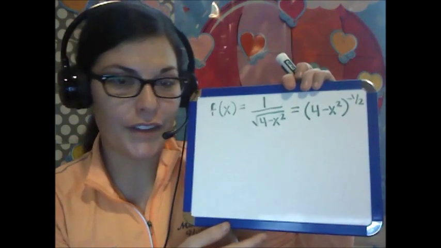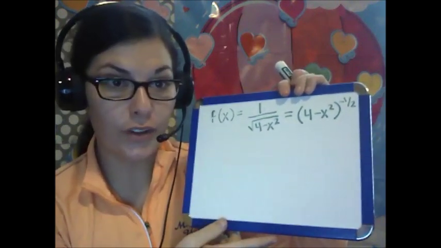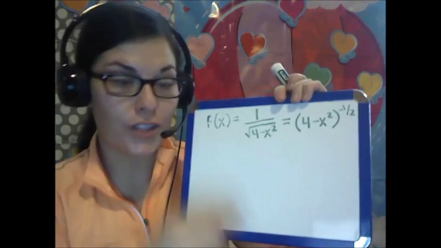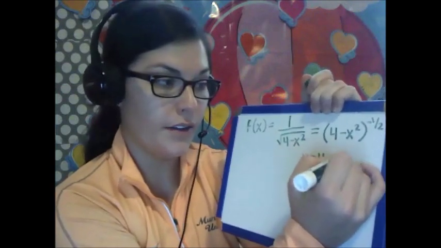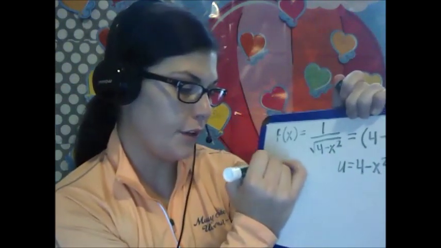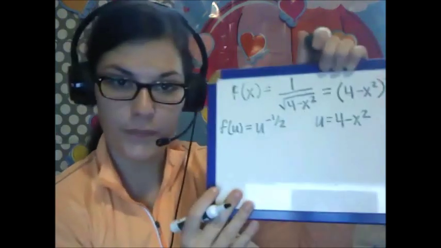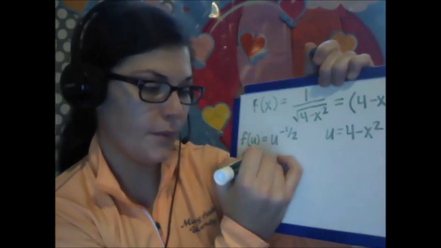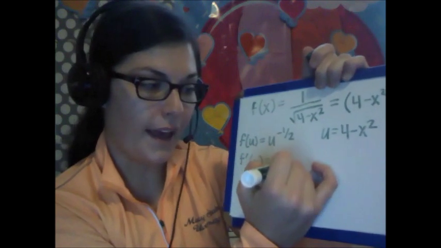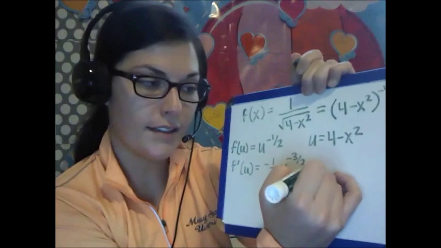First, we must take the derivative. Notice I have rewritten this just a little bit to make for an easier chain rule instead of applying the quotient rule and chain rule all in one problem. So first of all, let's label u equals 4 minus x squared. F of u equals u to the negative 1/2. And we're ready to take the derivative. So f prime of u is negative 1/2 u to the negative 3/2 times u prime.